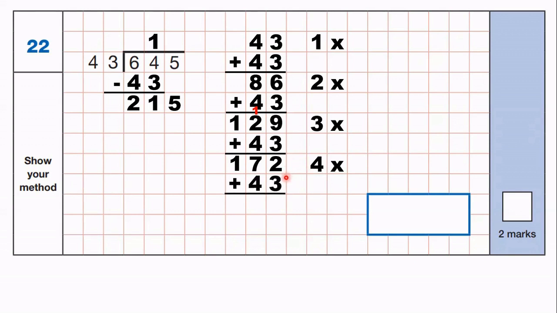Now let's add another 43. So 2 plus 3 is 5. 7 plus 4 is 11. So 1, 1. And 1 plus 1 is 2. So 5 times 43 is 215. And because that was what we were dividing by, we can now write 5 in our answer. And we don't have any other digits to divide. So our answer is 15.